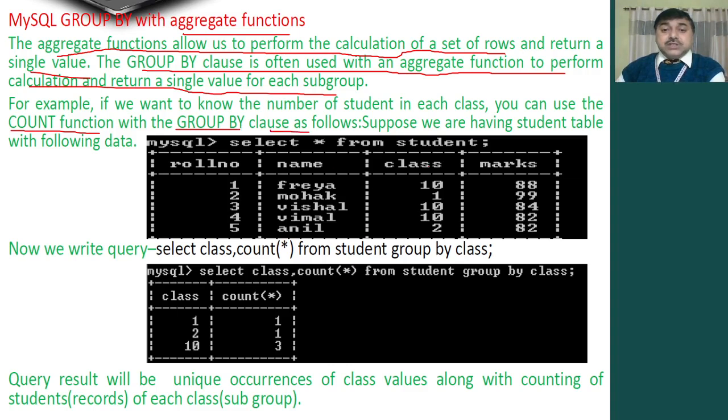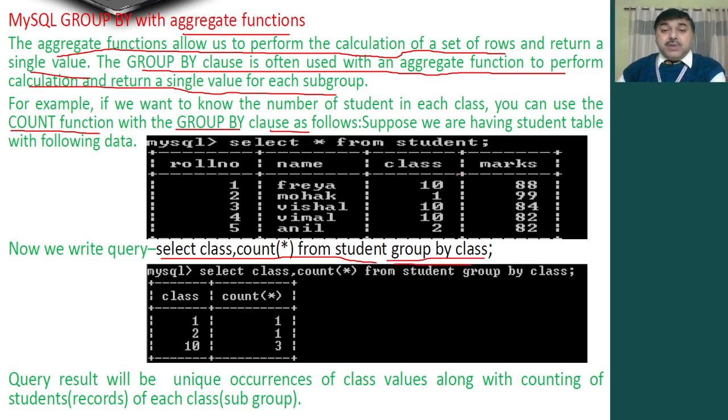This is my original table. Select asterisk from the student, all the things are there. Now see what I have written. Select class, count asterisk, asterisk means all the values, from student, group by class. So based on the class the grouping will be done.